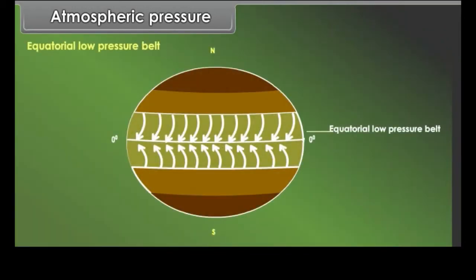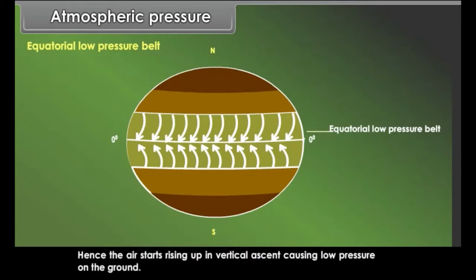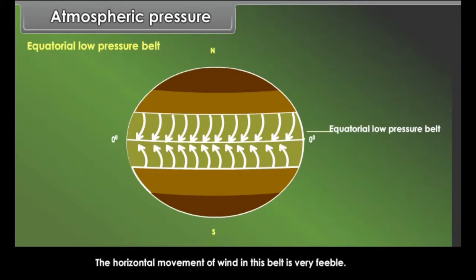Equatorial low pressure belt. Equatorial area is a region of high temperature. Due to intense heating, the atmosphere heats up, expands and becomes lighter. Hence, the air starts rising up in vertical ascent, causing low pressure on the ground. The horizontal movement of wind in this belt is very feeble. It is therefore a calm belt. It is also known as doldrums. It is a zone of wind convergence.